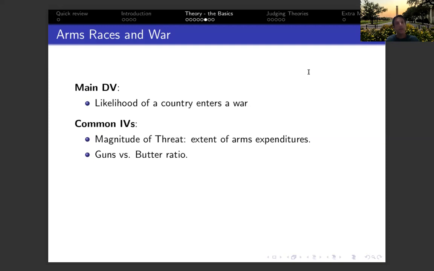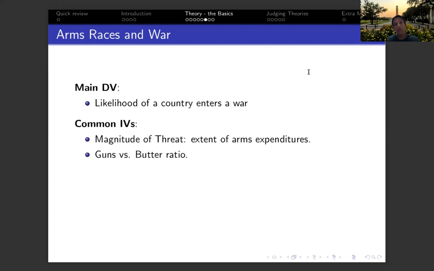Another accepted independent variable is what's called the gun versus butter ratio. This is the relationship between the domestic demand for consumer goods and public services versus defense expenditure. So if a state spends much more on its defense structure compared to its domestic economy, that might represent, again, an arms race, and that may increase the likelihood of going into the war.